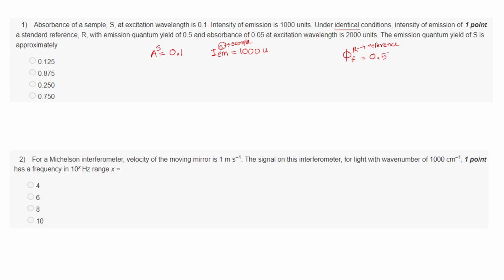You don't have to know how they got it, or whether they did absolute quantum yield. That is a different thing, so let us not go to that. This is a standard quantum yield of the reference, and that is given.